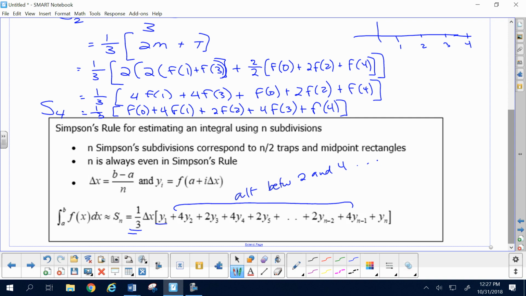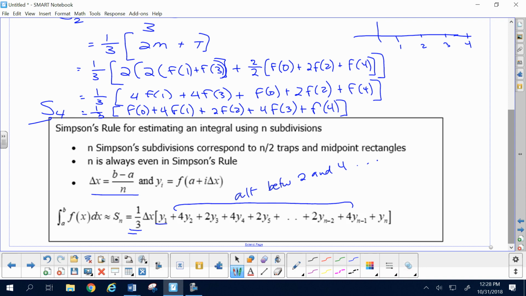That Simpson's number is always going to be twice as big as how many midpoint or trapezoids, because we're collecting the 2 and doubling the amount. Because this is always double the amount of trapezoids, it'll always be even. It's always doubling some original number of trapezoids in midpoint, so it'll always be even.